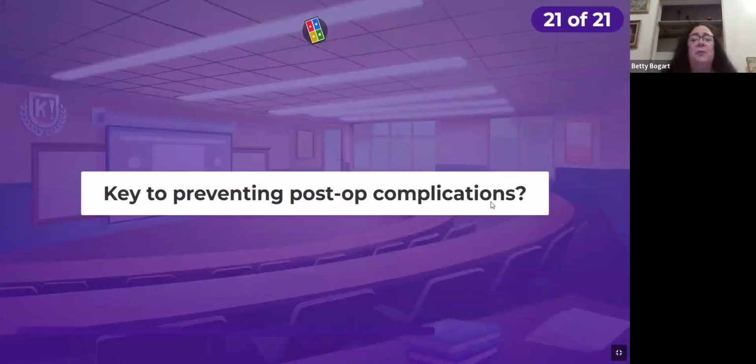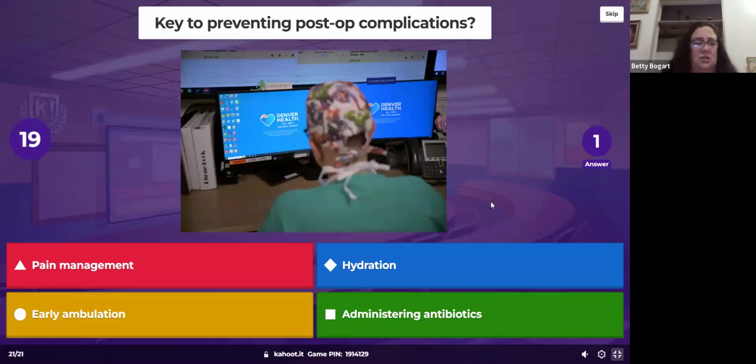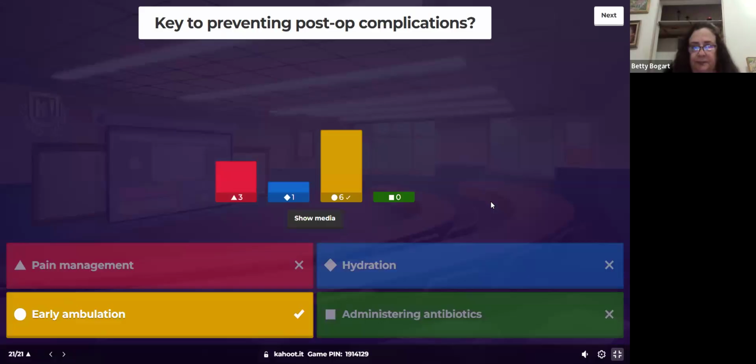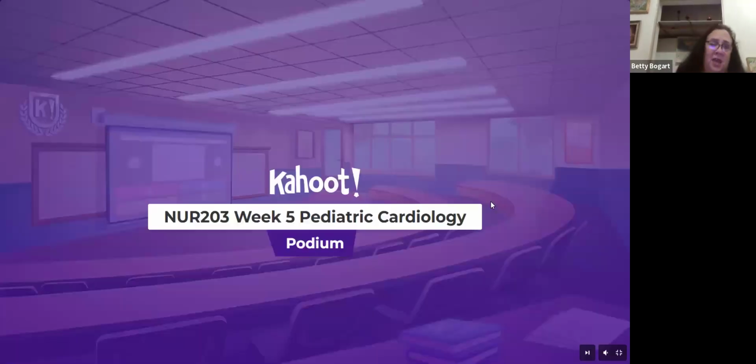Last question. Key to preventing post-op complications. The key. Which one do you think here is key? So preventing post-op complications is early ambulation. Yes, we're going to administer pain management, yes, but it's the ambulation that's going to prevent complications.